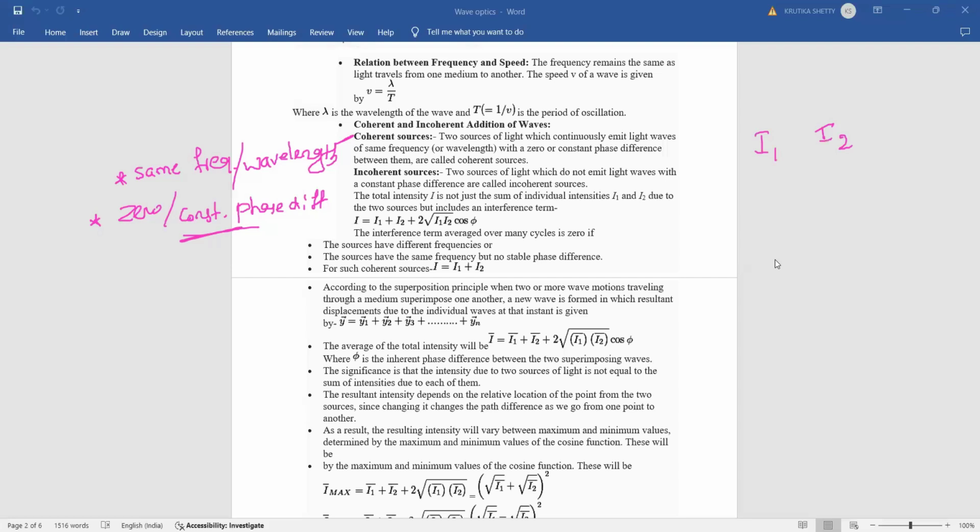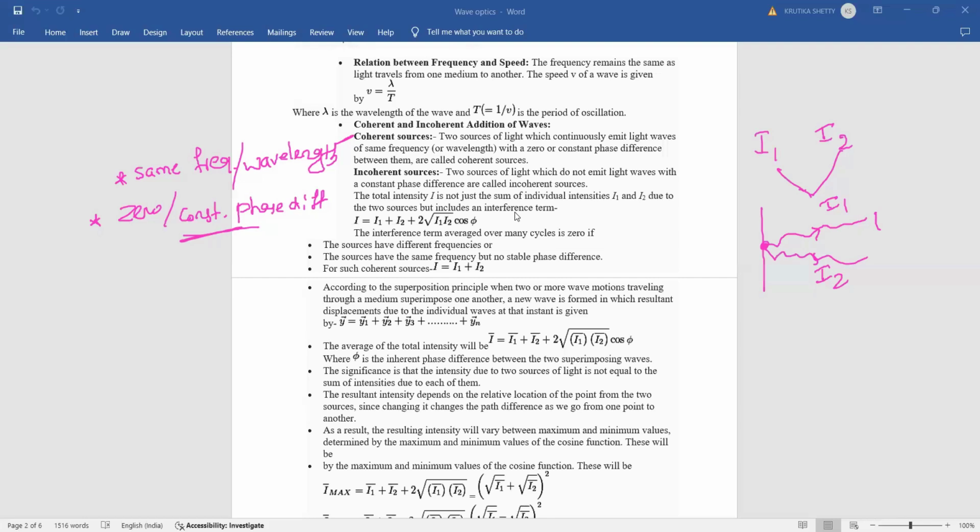So the idea of finding out here is: what is the resultant intensity of these two waves that we need to understand? For that reason, here we have the direct formula. The intensity of the light is given by I is equal to I1 plus I2 plus 2 under root of I1 into I2 into cos of phi. So this is the formula to find out the resultant intensity of the incoherent sources.